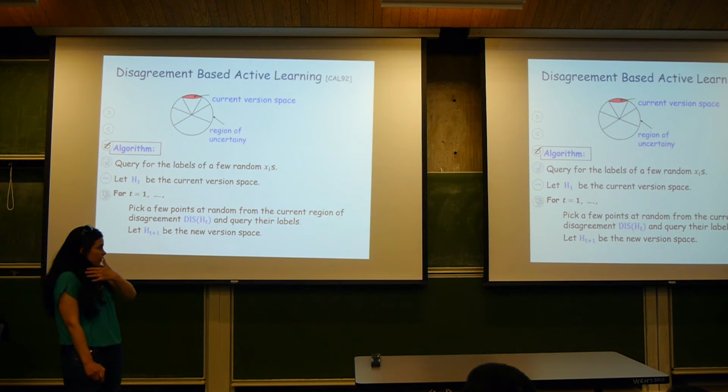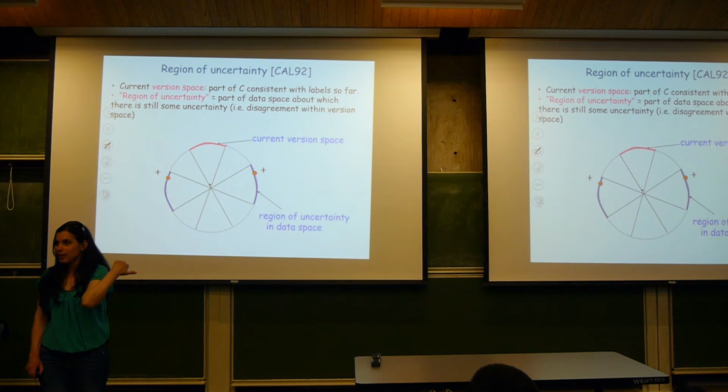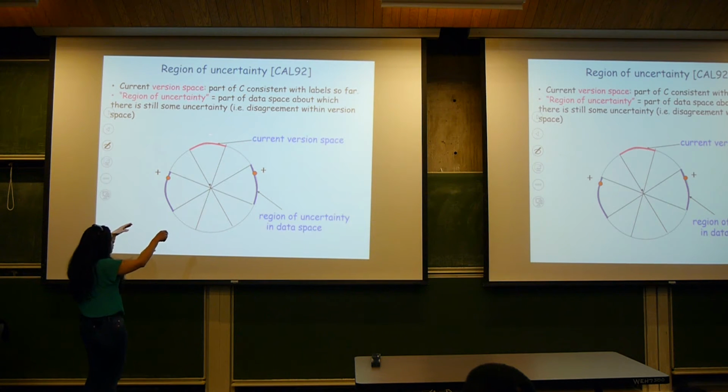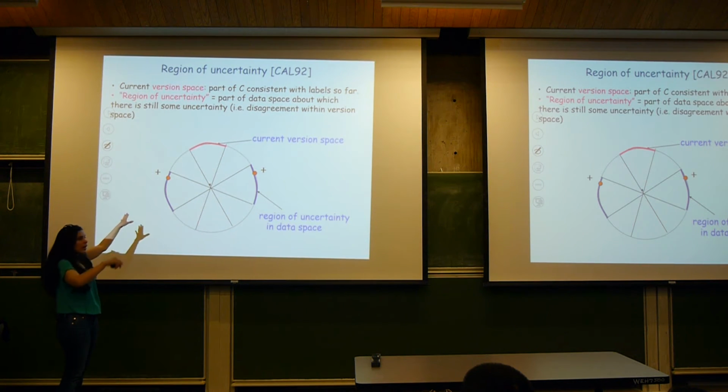Let me walk this through an example. Let me show one more time a quick example, following on from the previous one. As I said, let's assume this was our current version space. We first got some labeled points, and this was our current version space. And if you remember, this blue part was the region of disagreement given the current version space.